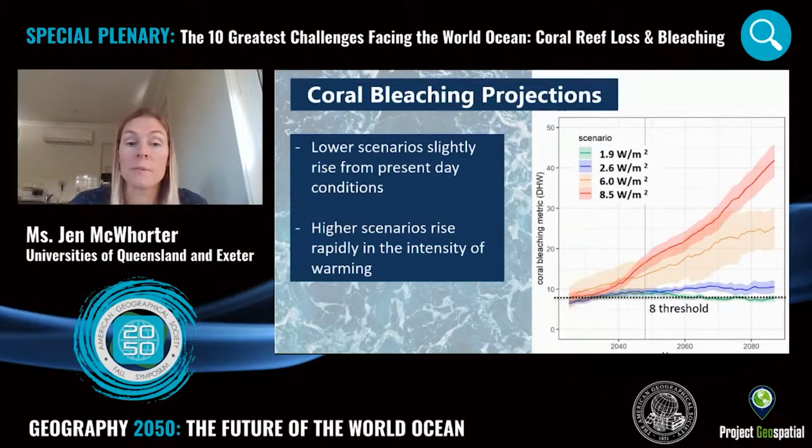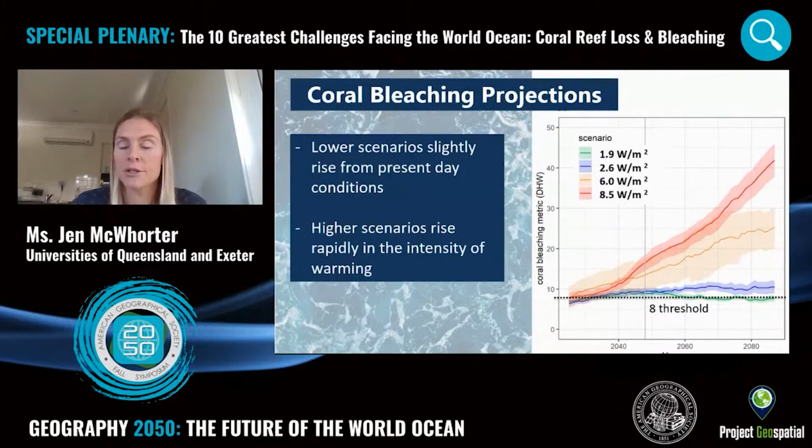It is thought that we might be headed somewhere between the orange and the blue lines. As you can see in the figure, the two low scenarios slightly rise from conditions similar to what we've seen today until about 2048, indicated by the gray vertical line. This is when that lowest scenario peaks. Meanwhile, the high scenarios increase rapidly in the intensity of warming. So those two low scenarios remain close to that 8 threshold where we typically experience severe bleaching.